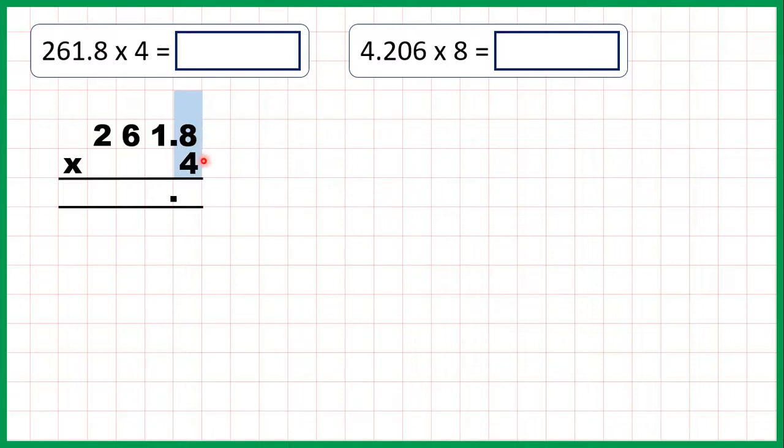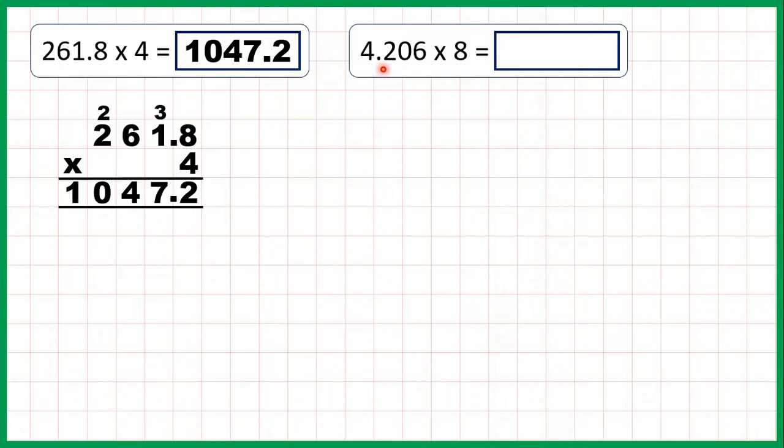Now, 8 times 4 is 32, so 3, 2. 1 times 4 is 4, plus 3 is 7. 6 times 4 is 24, so 2, 4. And 2 times 4 is 8, plus 2 is 10. So our answer is 1047.2.